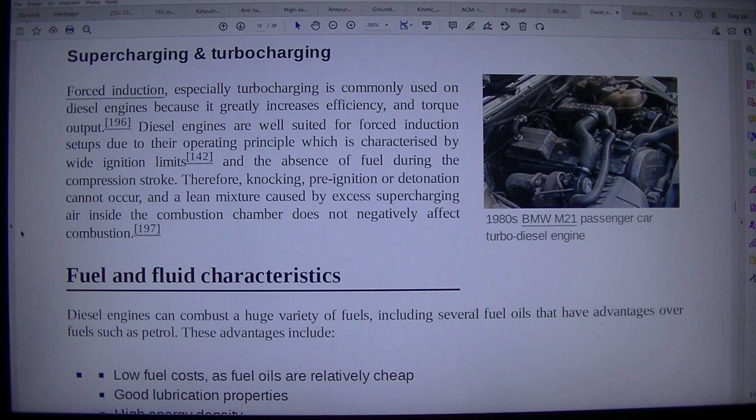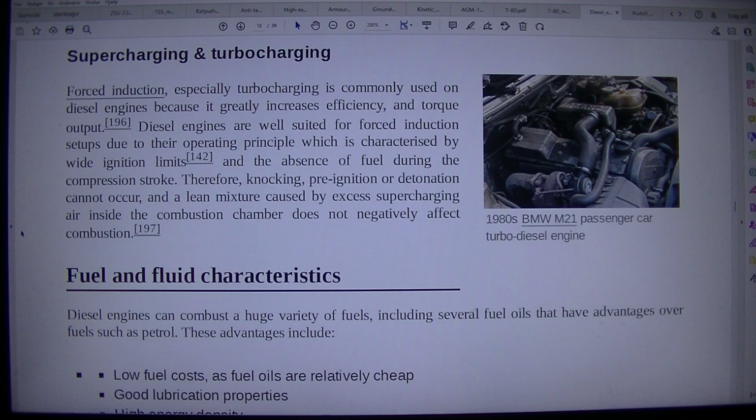196. Diesel engines are well suited for forced induction due to their operating principle, which is characterized by wide ignition limits, 142, and the absence of fuel during the compression stroke. Therefore, knocking, pre-ignition or detonation cannot occur, and a lean mixture caused by excess supercharging air inside the combustion chamber does not negatively affect combustion.